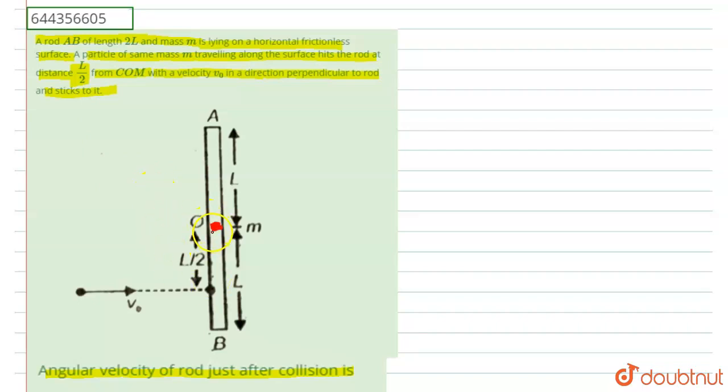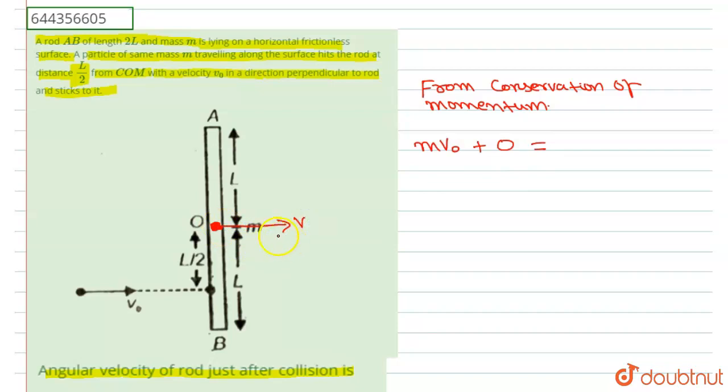So about this axis, from conservation of momentum, momentum before collision should be equal to momentum after collision. Momentum before collision is m into V0, plus the rod is at rest before collision, so m into 0. Let us consider the velocity of the center of mass after collision is V. Then the momentum of the rod is m into V.